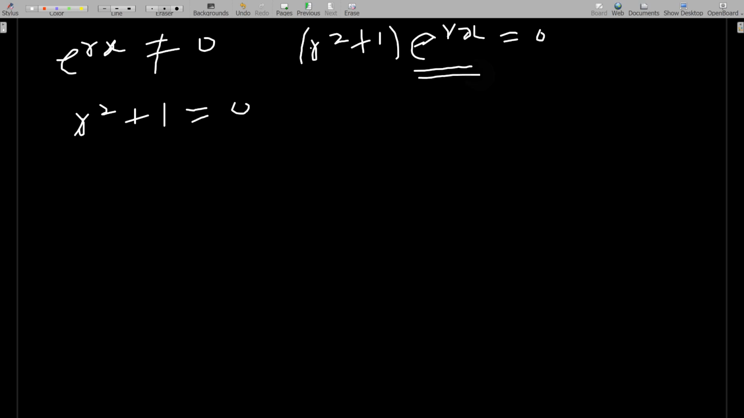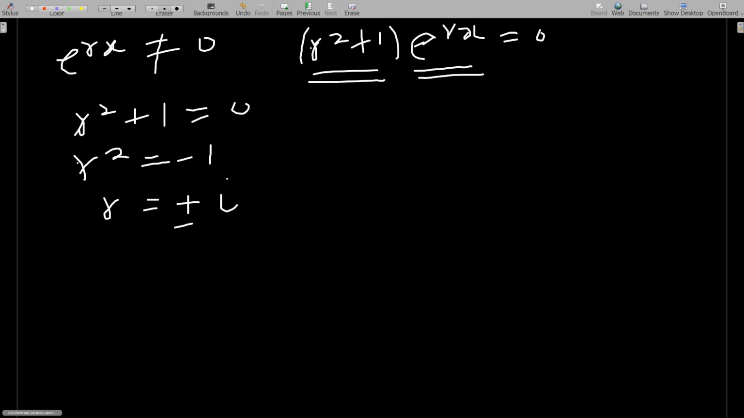So if I say that this part is not equal to 0, then definitely this part should be 0, because the product of these two terms is giving me 0, and one is not 0, so obviously the other one is 0. Okay, so this means that my r squared is equal to -1, and it means that r is the square root of -1, which is plus or minus i.